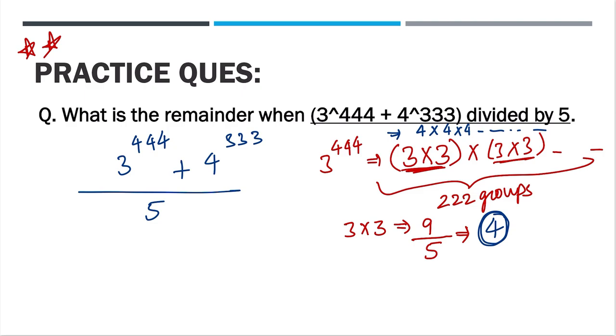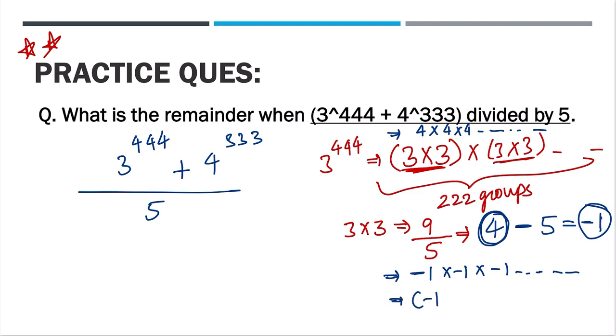Now tell me, if the remainder is 4, can we not write it as 4 minus the divisor, that is, minus 1? This means write 4 or minus 1. Both are the same thing. So as I have written 4 into 4 into 4, I can also write minus 1 into minus 1 into minus 1, 22 times. So this means minus 1 raised to the power 22.